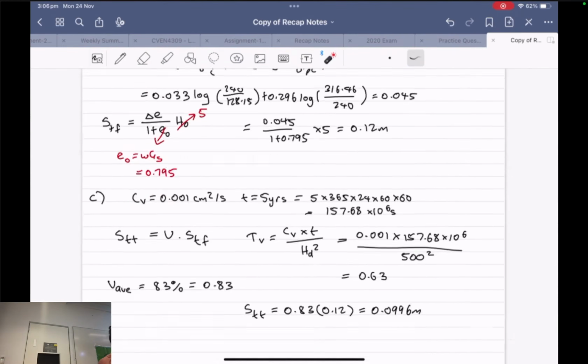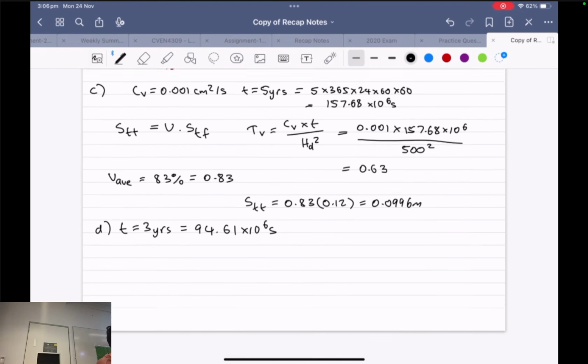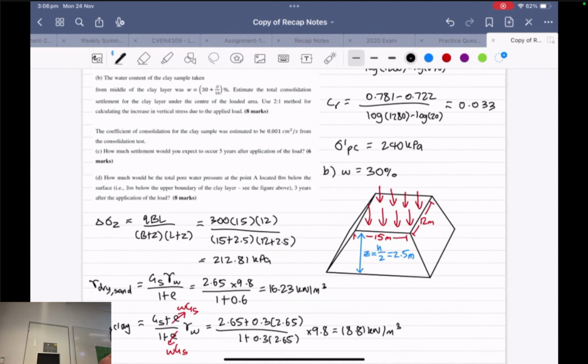So, doing that. This time T is 3 years, which is equal to 94.61 times 10 to the 6 seconds. So TV is different this time. It's 0.001 CV times 94.61 times 10 to the 6 divided by HD squared, which is 0.38. The Z they give you is 3 meters here, so they're asking you for the pore water pressure at 3 meters below the upper boundary of the clay layer.